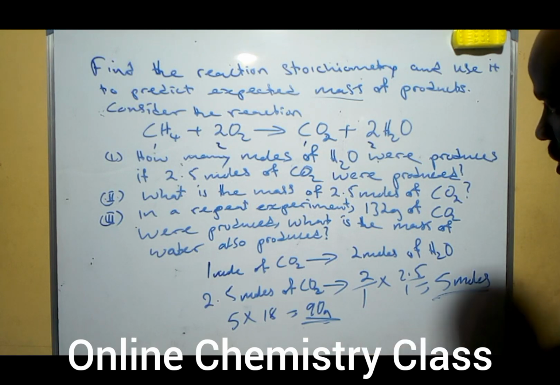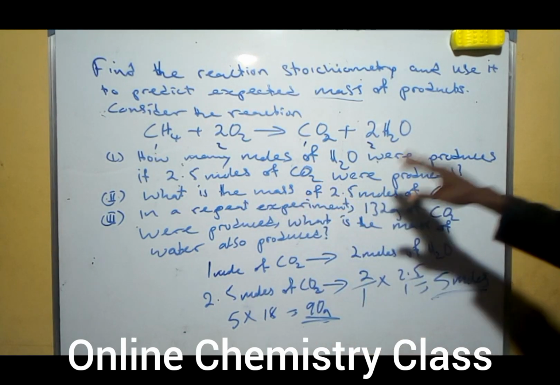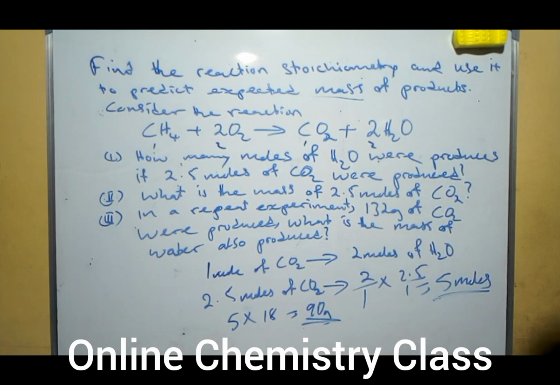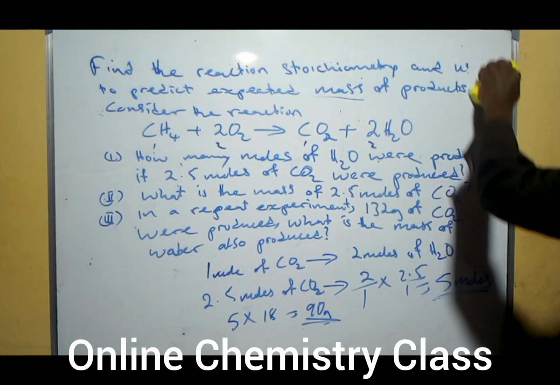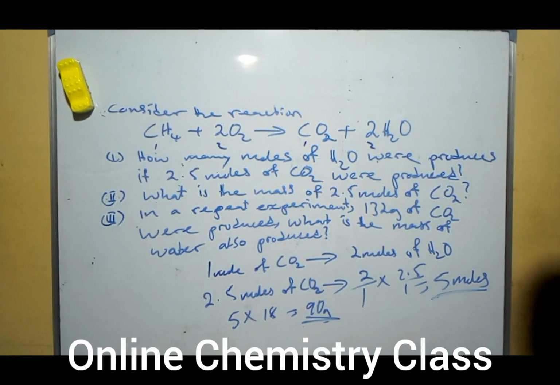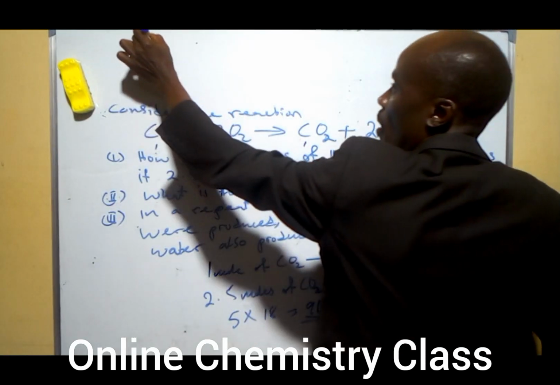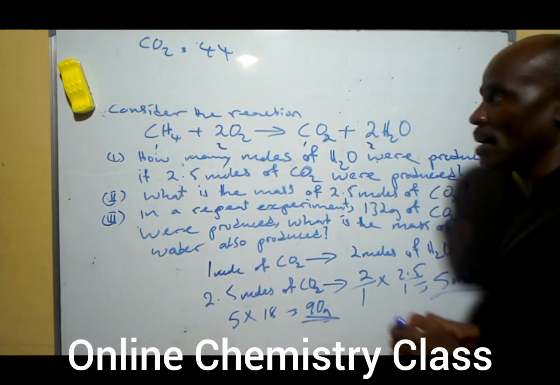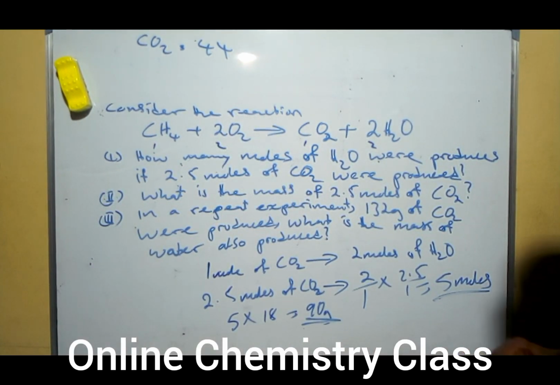90 grams. The second question said, what is the mass of 2.5 moles of carbon dioxide? So we know that carbon dioxide has 44. That is the relative molecular mass or molar mass of it, gram per mole.